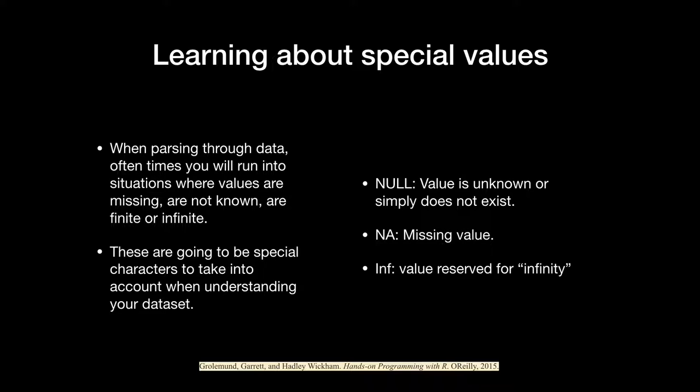So there are going to be times when your data is going to have values that show up as null, which are values that are unknown or simply do not exist. NA is a missing value, not available. Makes sense. Inf is a value reserved for infinity. Keep in mind, we're working with math here, so there needs to be some sort of representation for the infinity symbol.